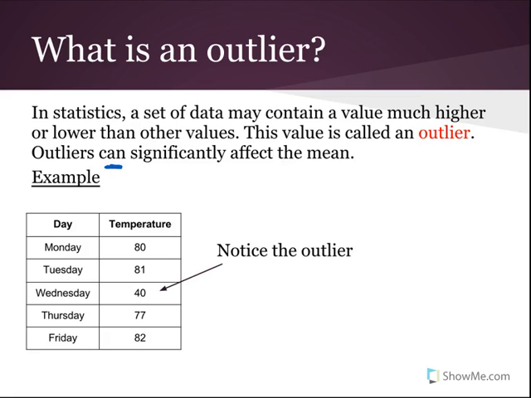Here we have some temperatures on Monday, Tuesday, Wednesday, Thursday, Friday. Notice the temperatures on the specific days. All right, now notice the outlier. On Wednesday, it dropped to 40 degrees. What in the world? Well, you can see what's going to happen. The outlier will affect the mean. Now let me show you on the next screen what exactly happens.